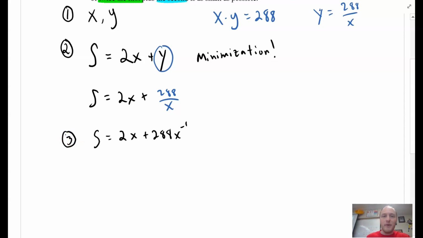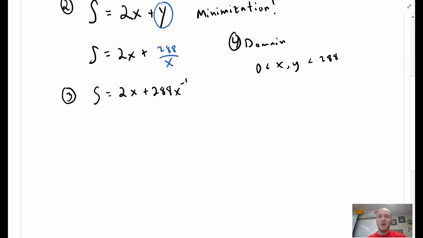So this is step 3, I rewrote with one variable. Step 4, domain. I know that these numbers have to be positive. I know that x and y are both going to be greater than 0. But I know that their product is 288. So I know that the biggest these numbers could be is 288. The smallest they could be is 1. So 288 times 1, those are the factors, and then everywhere in between. So those are the numbers we want to minimize.